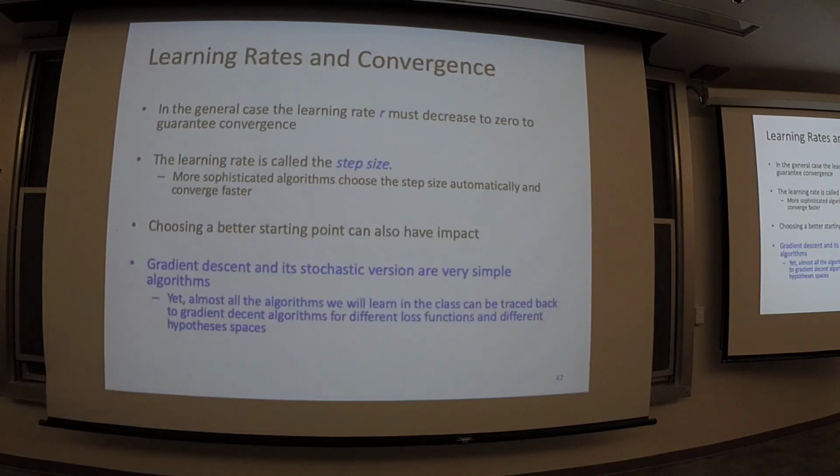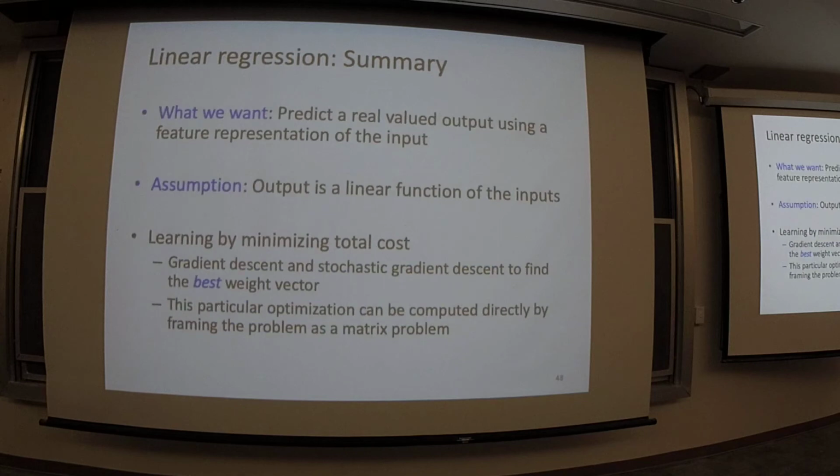Okay, so now we have finished the introduction of linear regression and the learning approach. It's called the mean square method, right? So the goal is to predict a real-valued output. That's the task for regression.